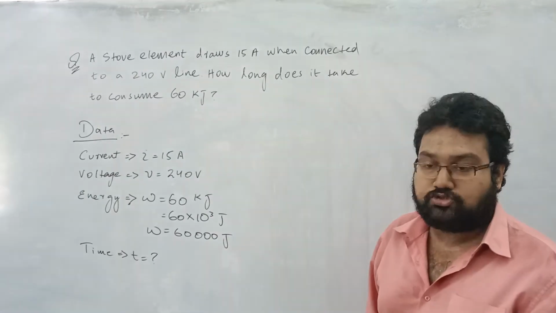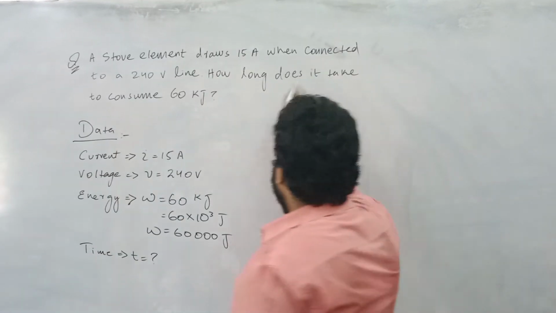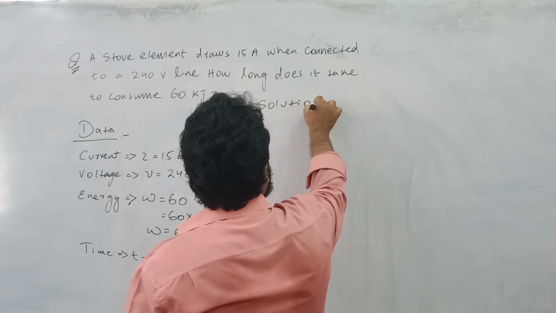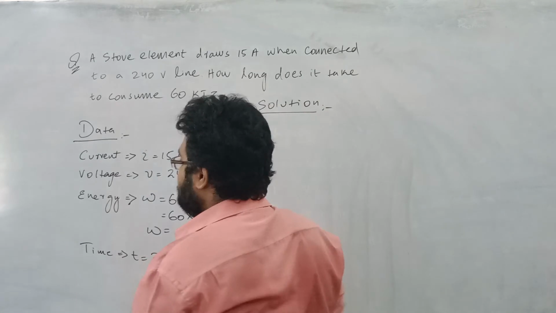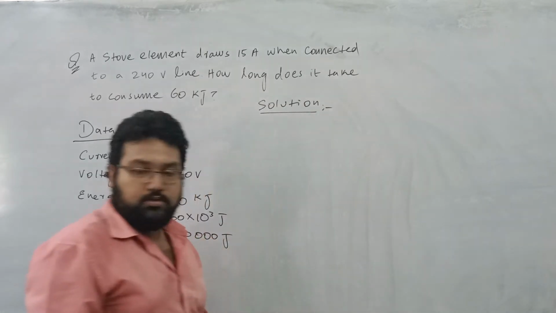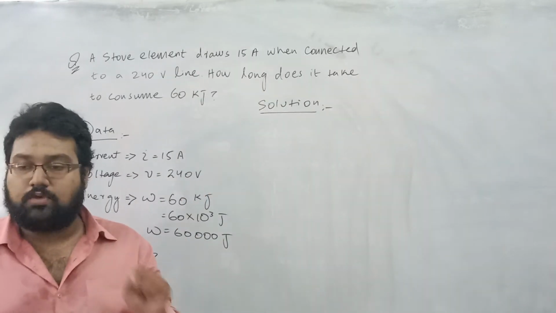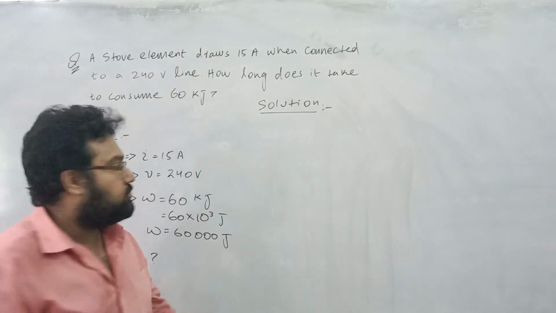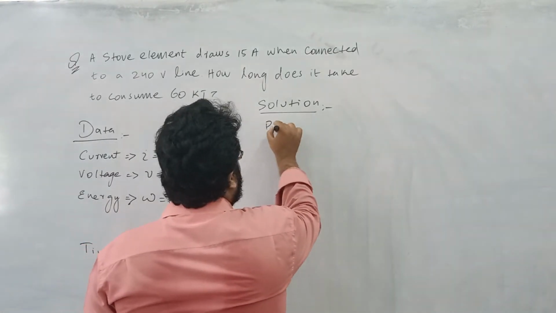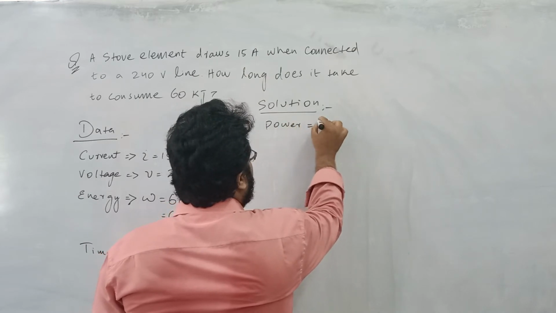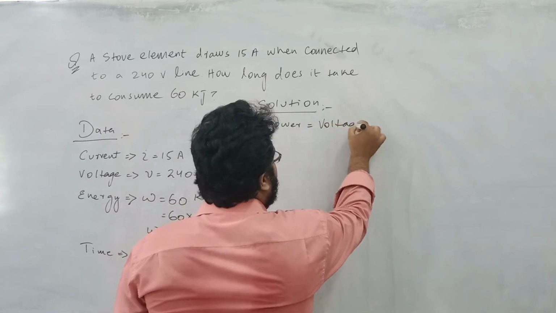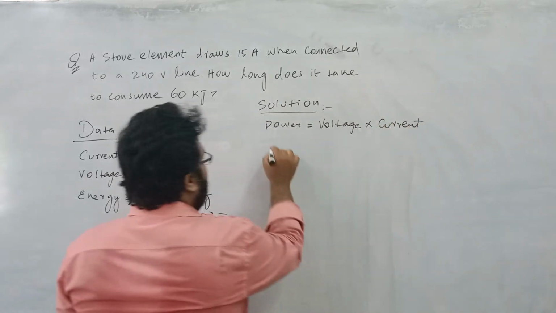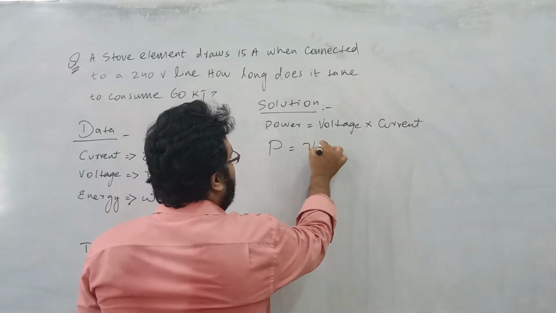Now I am starting the solution and I will solve it. First of all, I will write down the formula of power from Ohm's law. What is the formula of power from Ohm's law? Power is equal to voltage multiplied by current. Power is equal to VI.